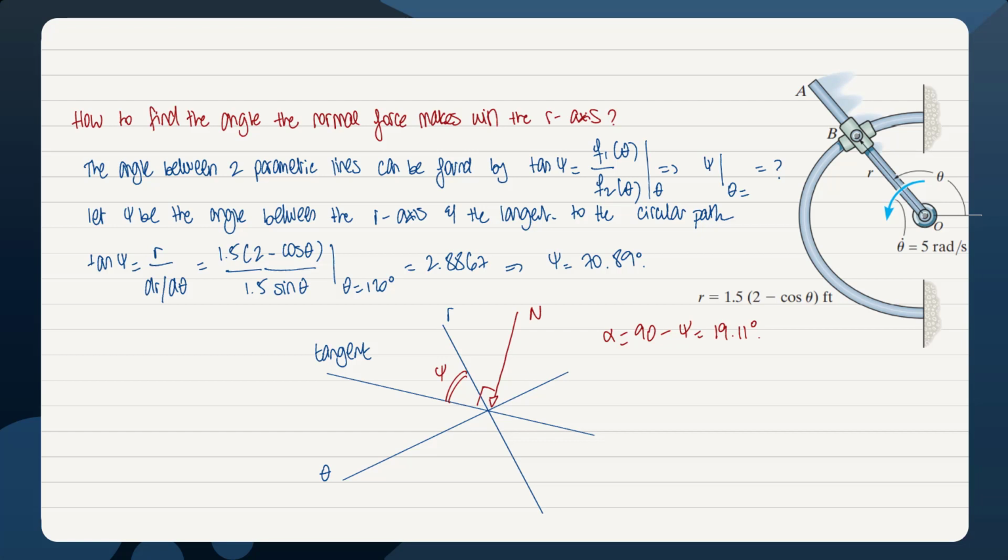So in summary, always keep in mind that the angle between two parametric lines can be found by the expression tan xi is equal to f1 over f2 evaluated at a specific theta. This is a standard problem you might encounter in your exam, so I highly recommend you practice this problem again and again until you get used to it.